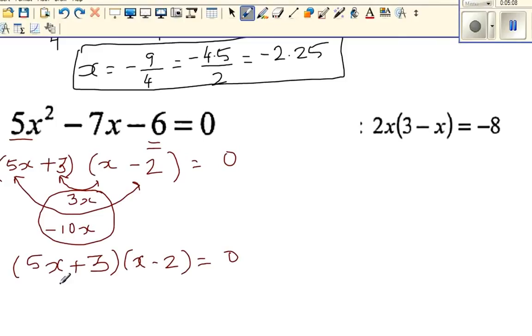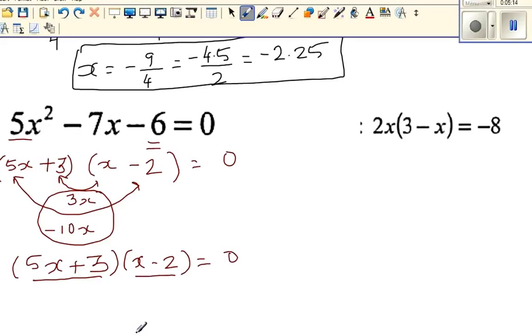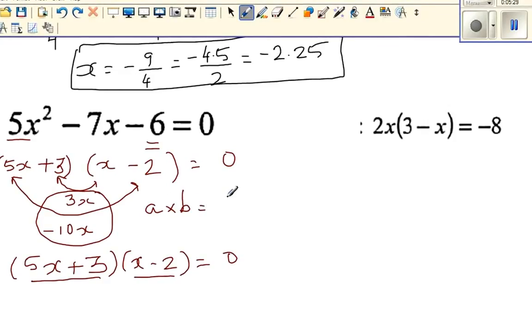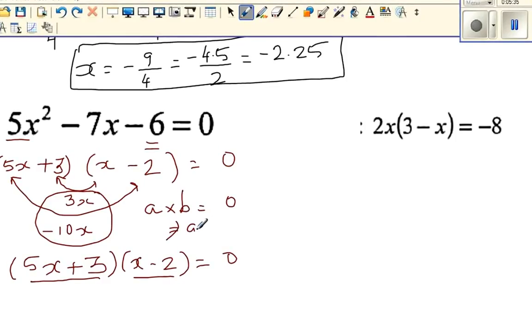So, well, you can say this is equal to 0. 5x plus 3 has to be 0, and x minus 2 has to be 0, because when the product of two numbers is 0, I have done this in many videos, you can watch my other videos on solving equations. This is a very simple fact. If a and b are numbers, and a times b is equal to 0, this implies that a is 0 or b is 0.